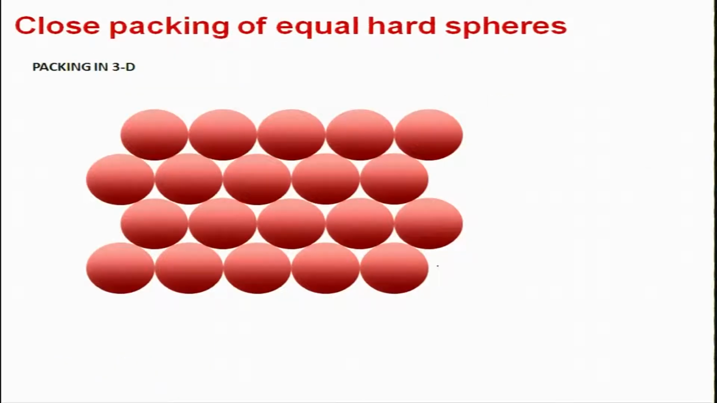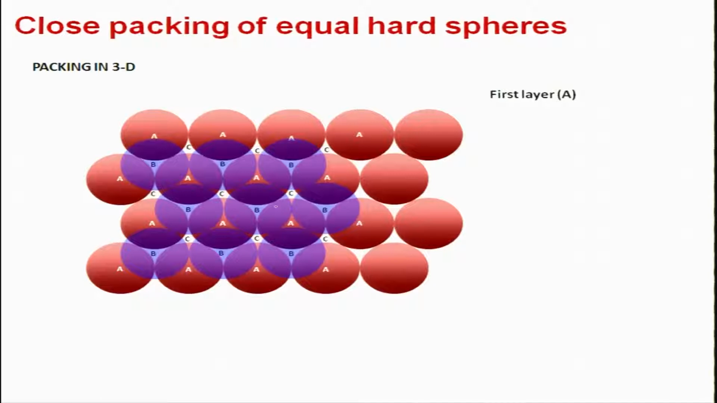If you look at the close packing of equal sized hard spheres in 3D, this is the first layer, which I depict by A. Then I have a second layer which can go on top of B or on top of C. Let us say I manage to put them on top of B. The third layer can go either on top of A or on top of C.